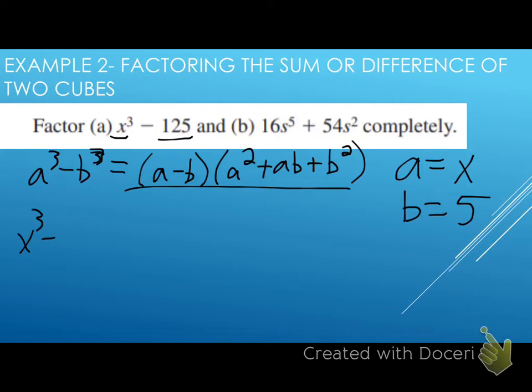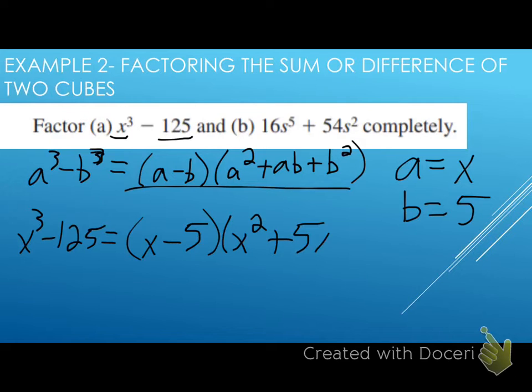So x cubed minus 125 equals, what's my A value? X. X minus, what's my B value? 5 times, what would x squared give me? X squared, right? Plus A times B, what's x times 5? 5x. Plus B squared, what's 5 squared? 25.